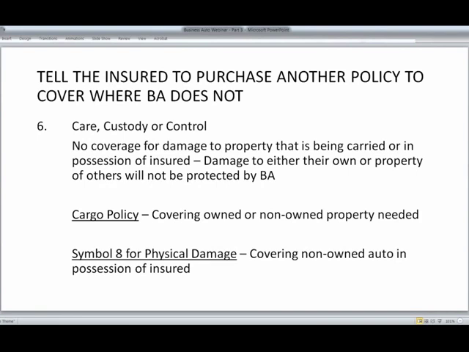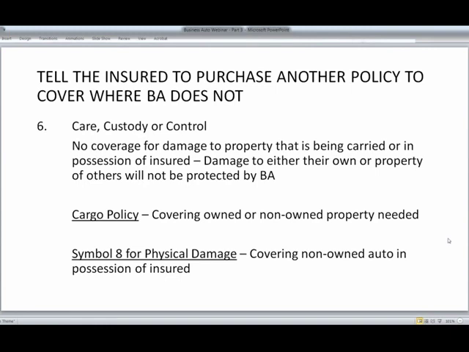Lastly, if your insureds have vehicles of others in their possession, you would need physical damage coverage to cover that vehicle, and that's hired car physical damage. Again, as we mentioned before, we will talk about that tomorrow.